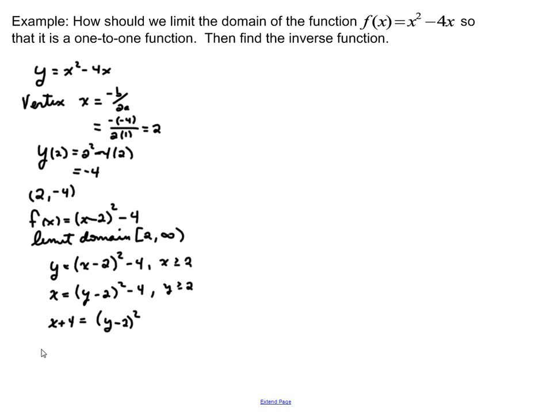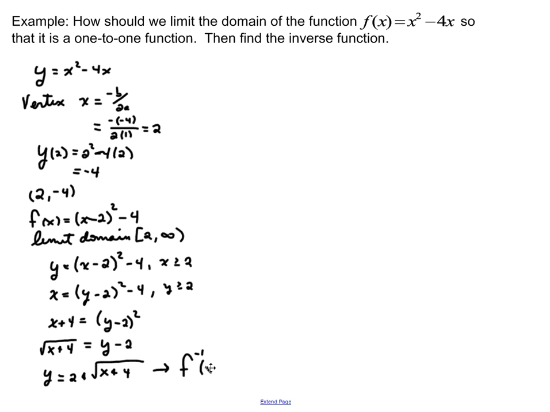And if we take the square root of both sides, we're only going to get the positive set of values, so the positive square root of x plus 4 is equal to y minus 2. And so we add 2 to both sides, and we get y is equal to 2 plus the square root of x plus 4. Right? By the way, this is our function f inverse of x.